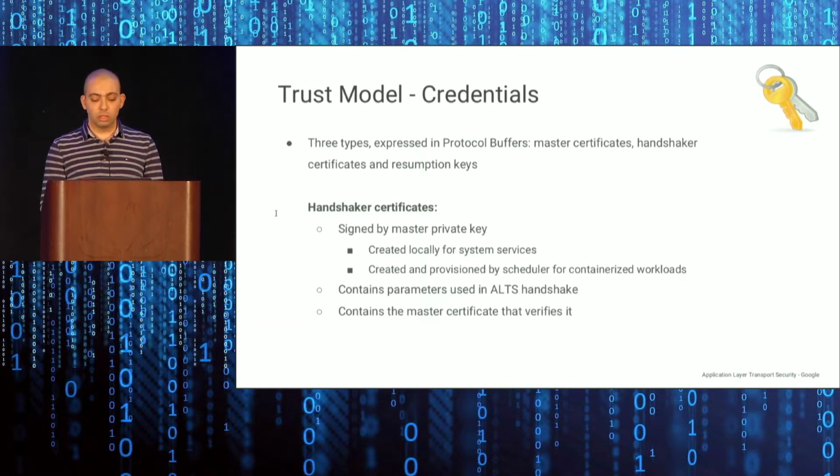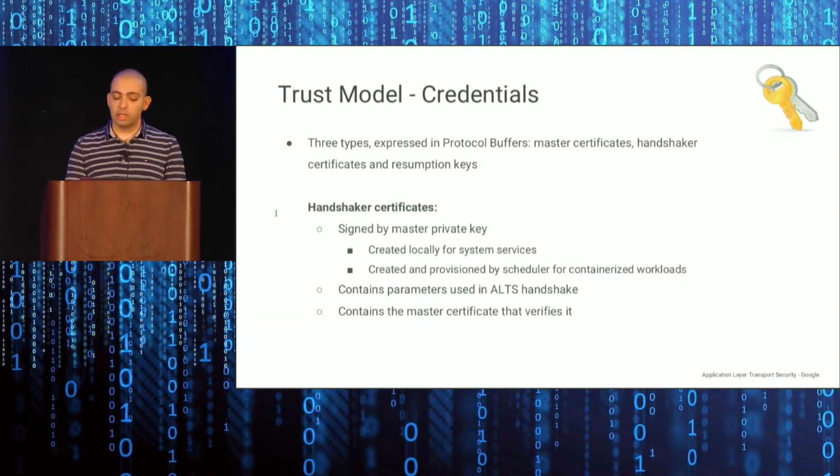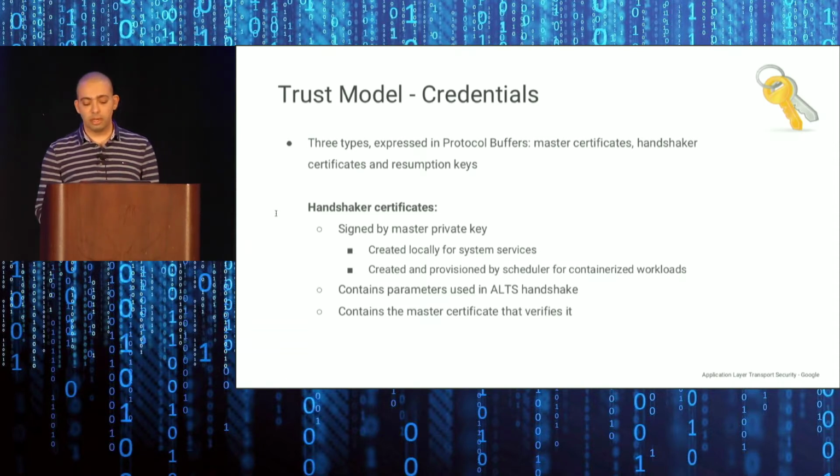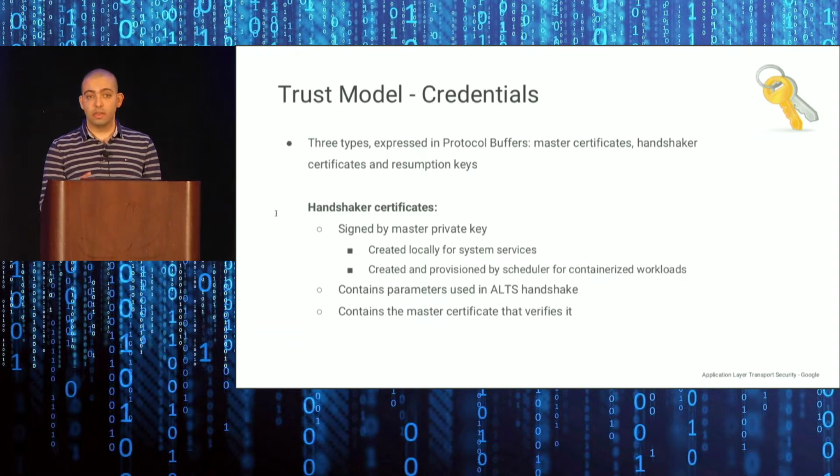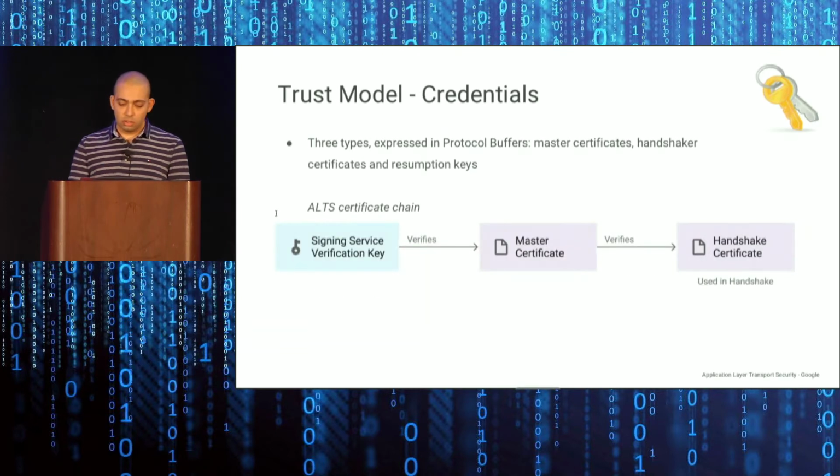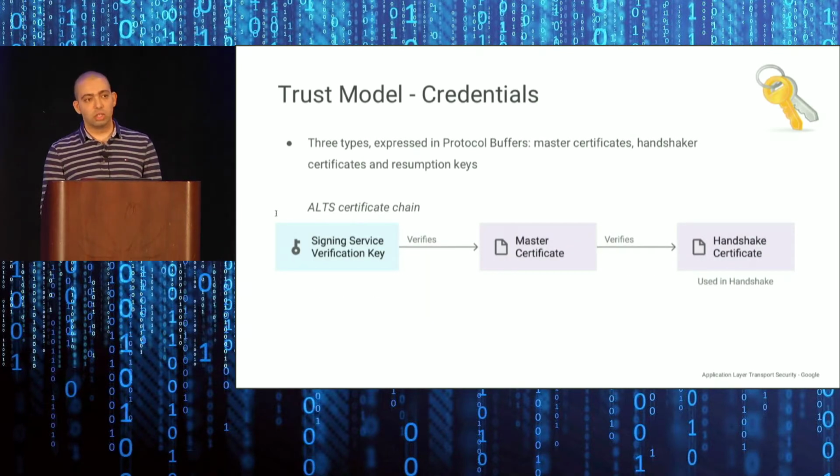They can be created locally for system services, or they can be provisioned by the scheduler for containerized workloads. They contain parameters used in the ALTS handshake, and they contain the master certificate that is used to verify them, to simplify the verification process and make it more local. So given these 2 certificates, we can envision the certificate chain of ALTS.